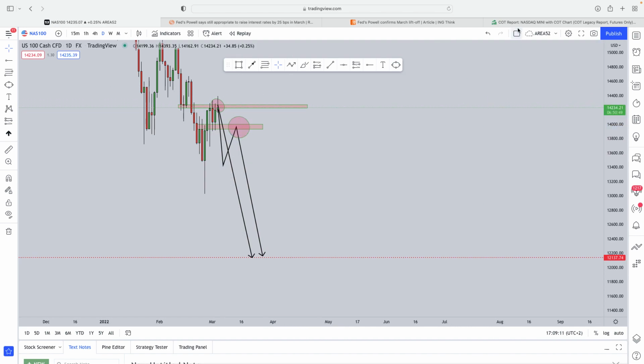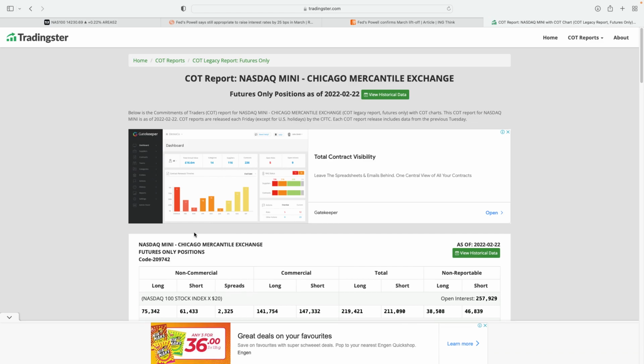Now, the next thing we are going to look at is the COT data, which is the Commitment of Traders.